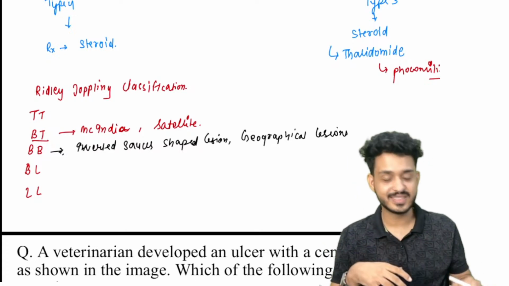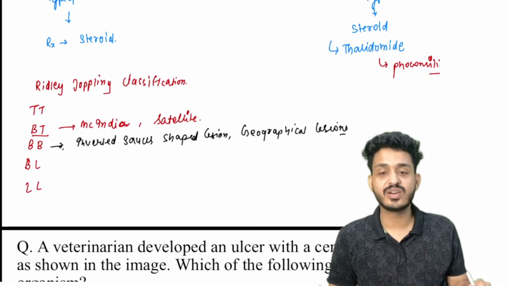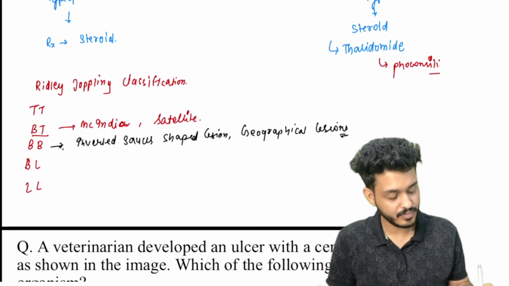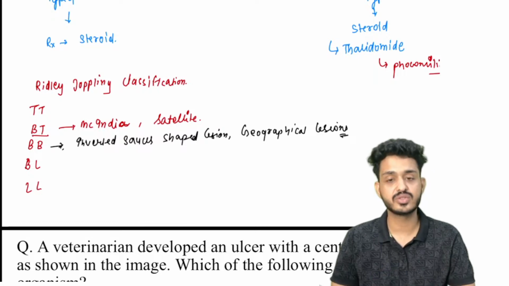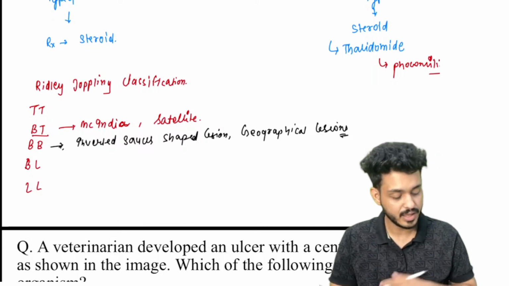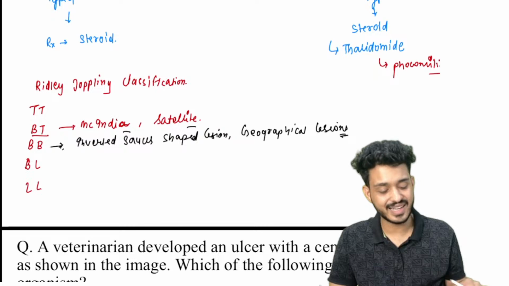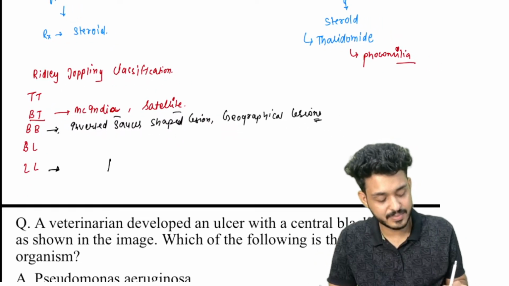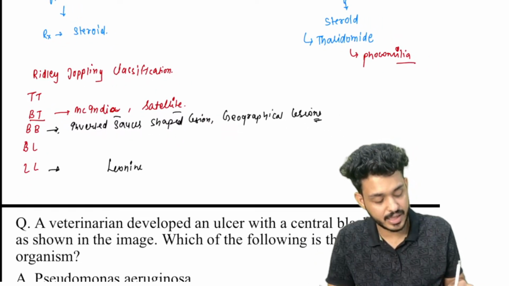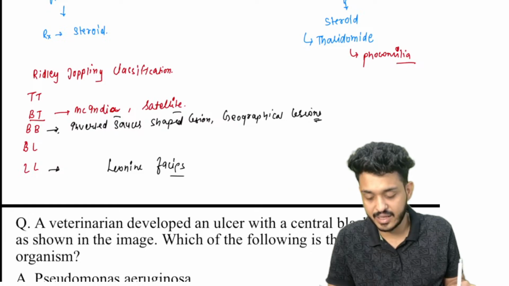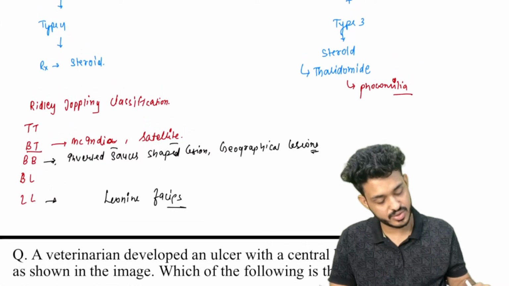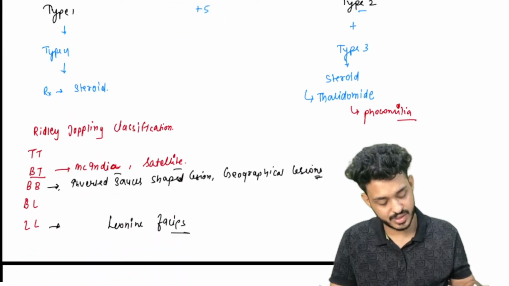All of us are students, right? So geographical lesions or inverted saucer shaped appearance you will be finding. Most common in India, satellite will be there. LL will be having a specific appearance that is known as leonine facies. Leonine facies. And that was the question that has been asked.